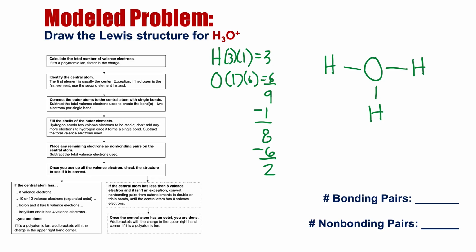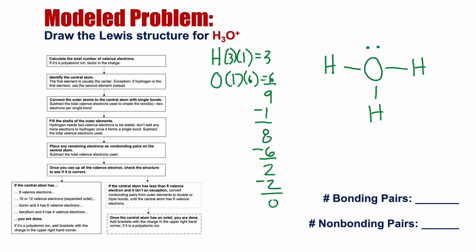I cannot fill the shells of those outer elements because they're hydrogen. They have that single bond. They're happy, they're stable. They don't want anything else added to it. So since I can't place anything else on those hydrogens, I go to my next step. I'm placing any remaining electrons as non-bonding pairs on the central atom. I have 2 electrons left over. I'm placing them on that central atom, and now I have 0 left over at this point.